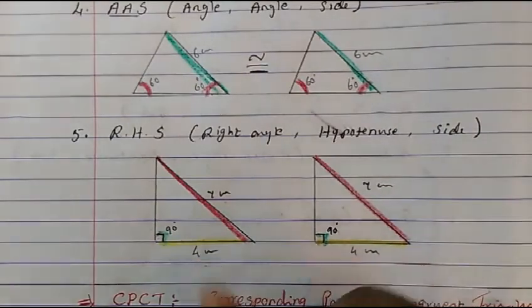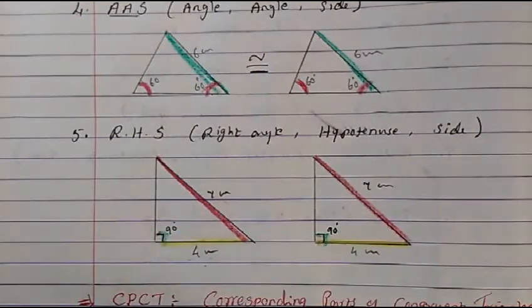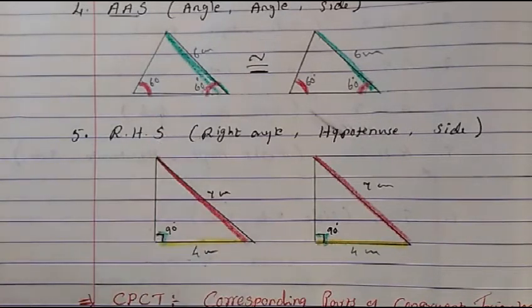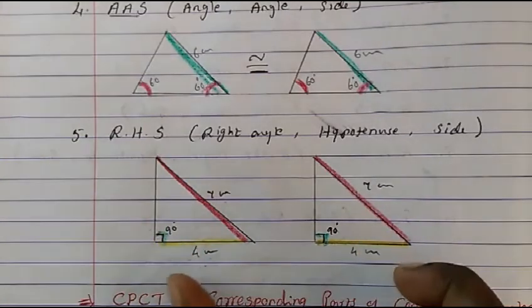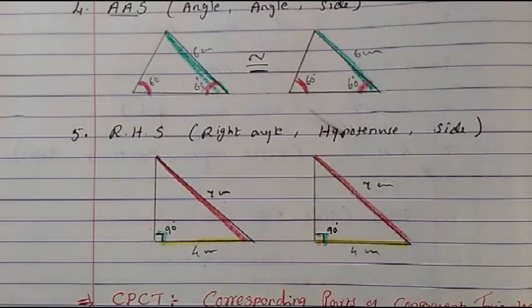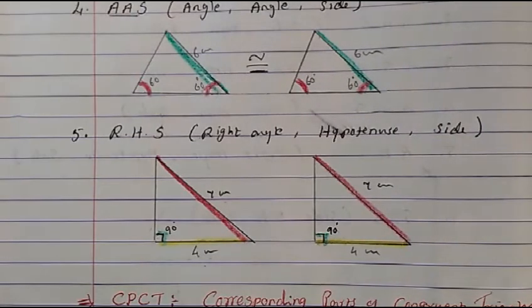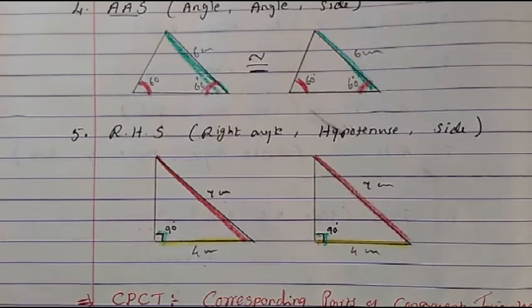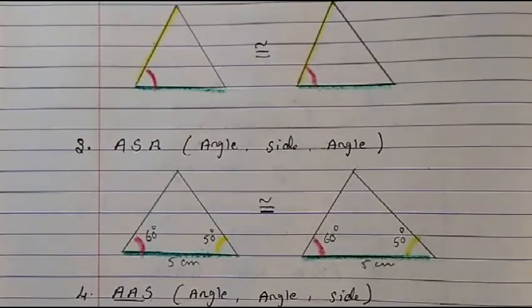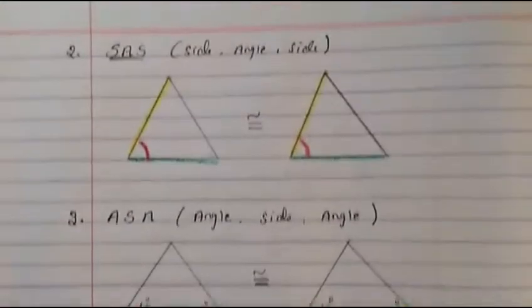Either this side or this side you can take. Any one side should be same to same. Then we call that the right angle, hypotenuse, side, that means the RHS condition. We can say both the triangles are congruent to each other. I hope it is clear to you. These 5 criteria you have to learn. First, side, side, side.